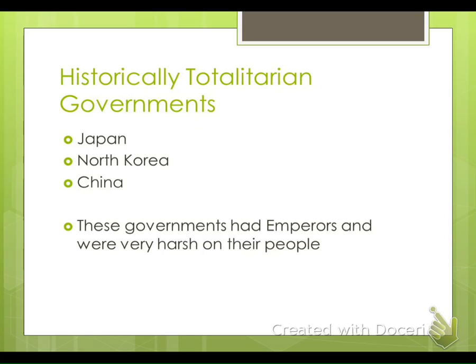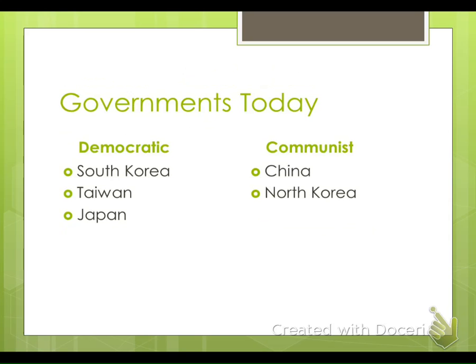So we need to make sure that in our column where it says historically totalitarian government, you have Japan, North Korea, and China listed out. Governments today inside of East Asia, we have South Korea, Taiwan, and Japan are all democratic governments. Now, Japan, like we said, has changed since World War II.